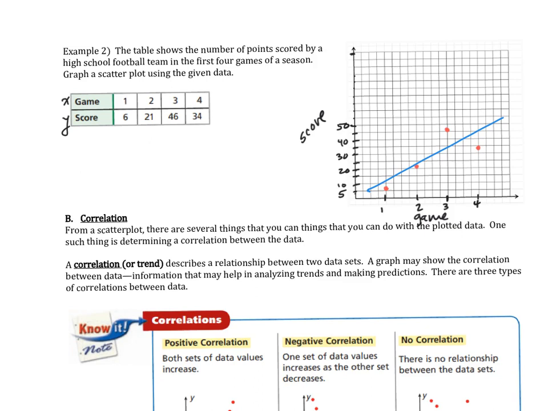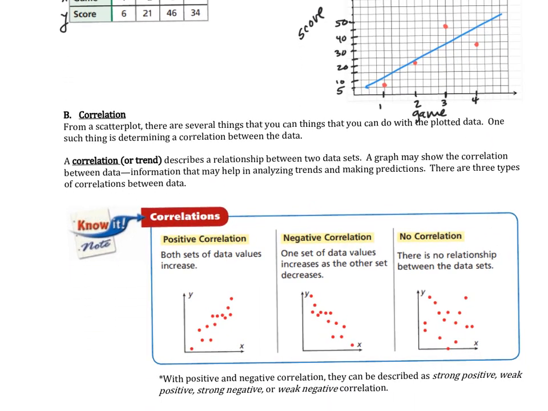And what we do with this sometimes is we predict off of it. So that's the next thing. But for right now, I just want to make sure we see how to make the scatter plot. All right, so the next thing, let's talk about correlation.